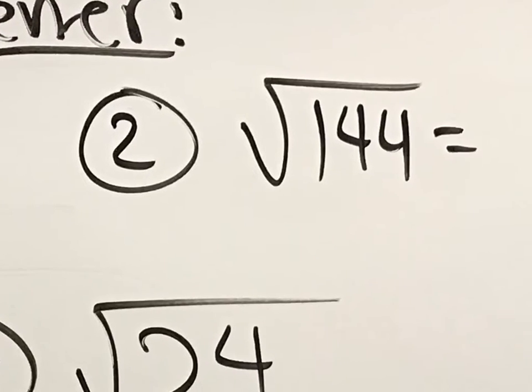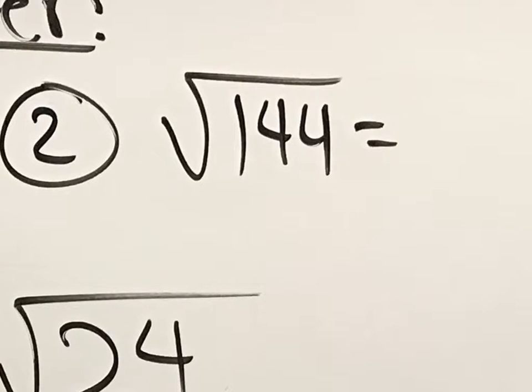Let's move on to number 2. This is a square root, okay? Square root, right? There's no number here, so you automatically assume it's a square root. So what squared will give you 144? What times itself will give you 144? 12 is the answer to number 2.